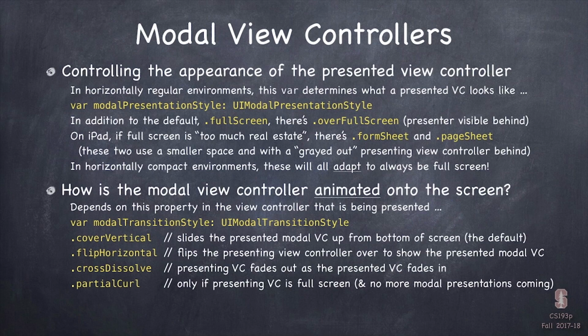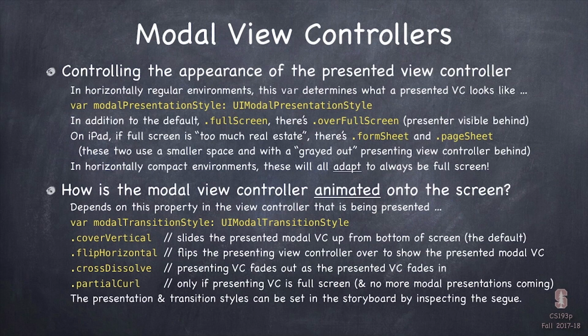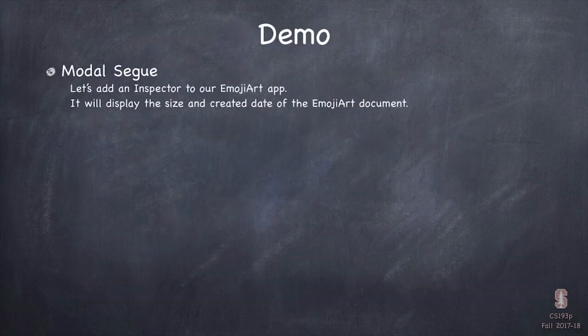You want to be careful not to have your UI be too tricky. You want it to kind of feel like other UIs, so we tend to leave that one cover vertical most of the time. Both of these styles, the presentation style and the transition style, can be set in the storyboard. You just inspect the segue that you created by control dragging, and in the inspector there you can set these things. All right, so we're going to do a demo here.